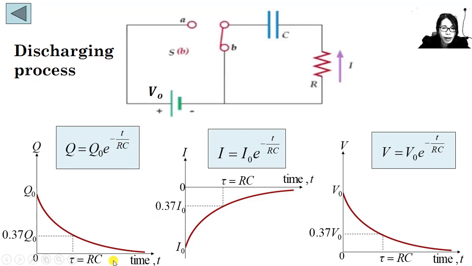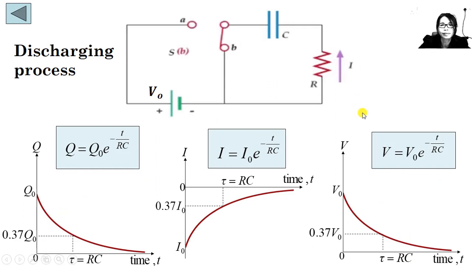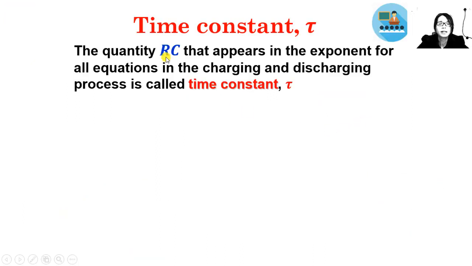So class, you'll find that I always label a value of time, RC, on the variation of charge against time, current against time, and voltage against time during the charging and also the discharging process. What does this value of RC actually represent? The quantity RC that appears in the exponent of all the equations in charging and discharging is what we call the time constant, represented by the symbol tau.